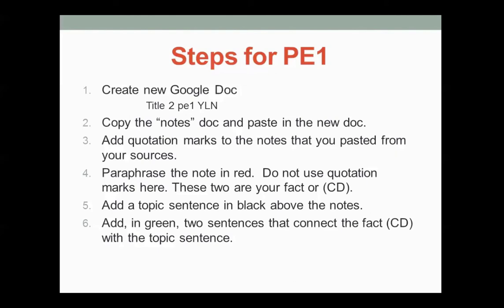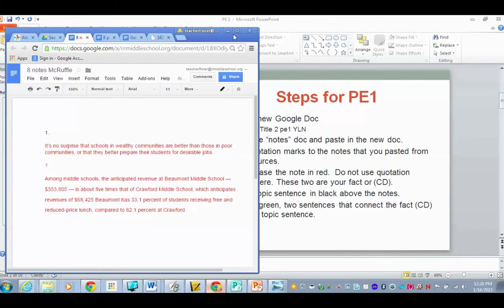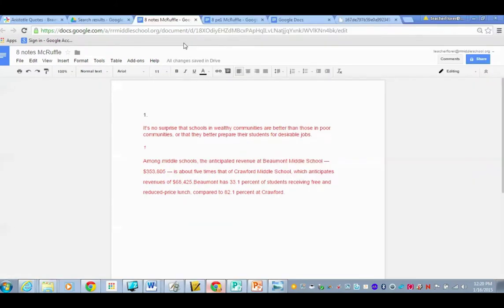Then we're going to add a topic sentence that basically is going to tell us where we are going to go with that fact. And then, in 2 sentences, we are going to connect the fact, the concrete detail, to the topic sentence to show where we're going. So let me go back to Google Docs for just a moment here and show you what we have.